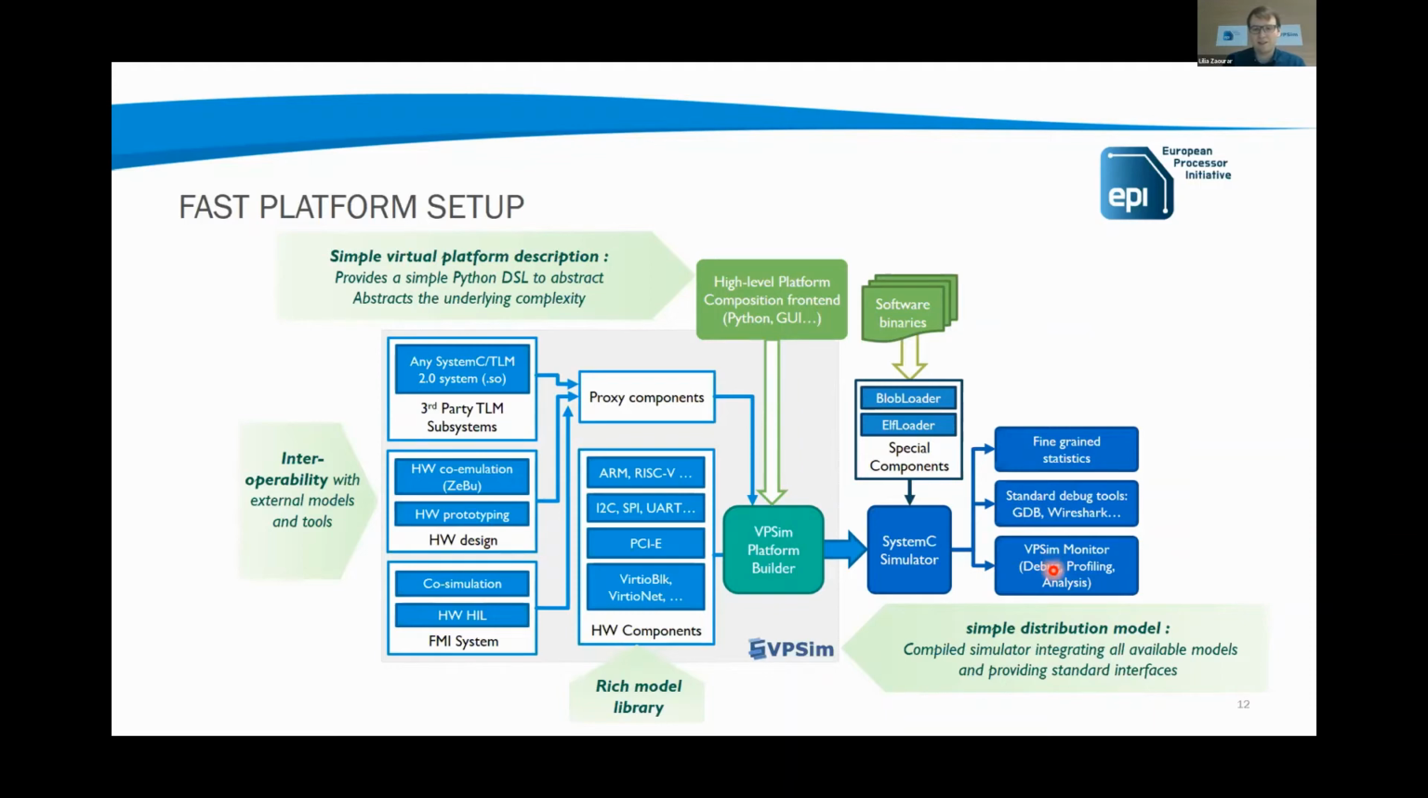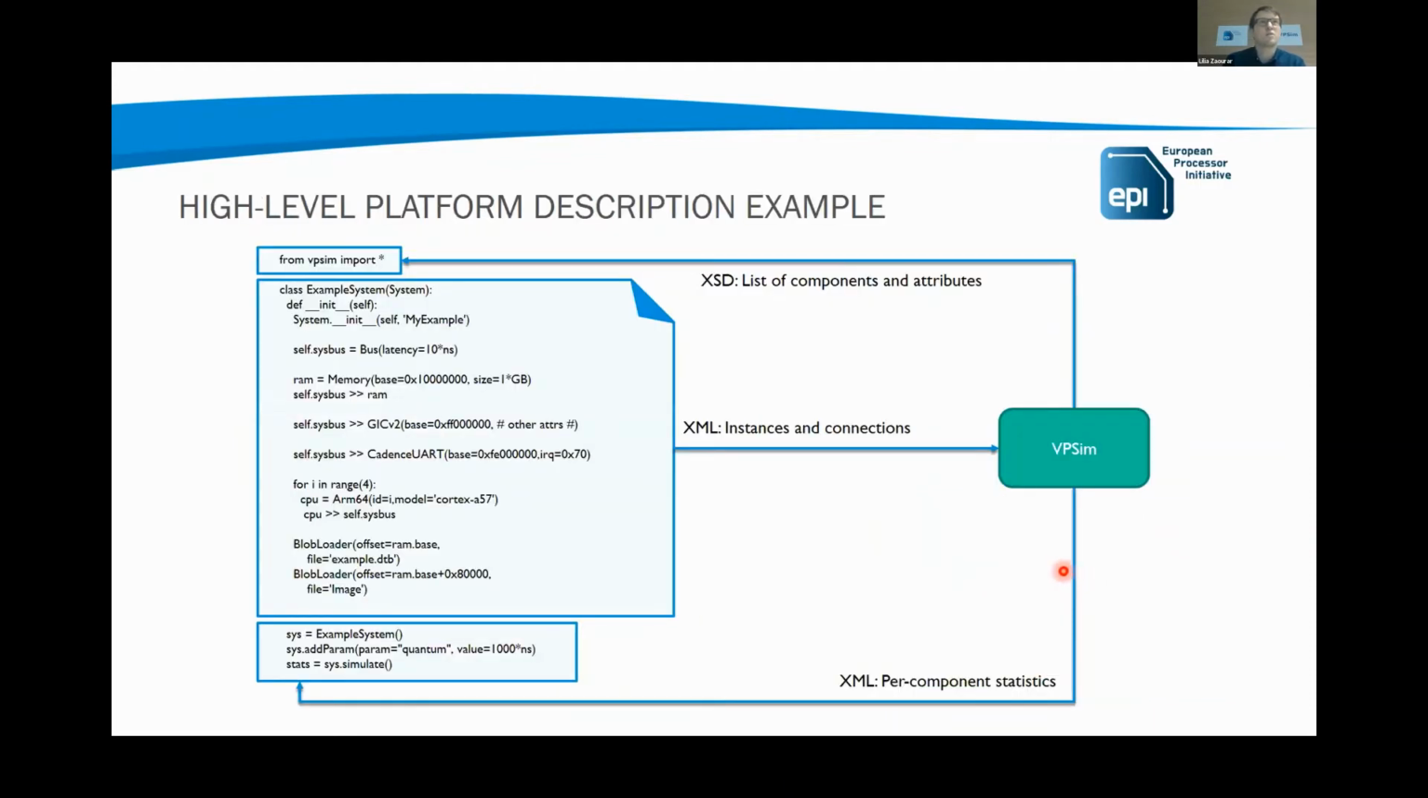So having seen that, we're going to focus on how this does work to set up the platform in VPSim. VPSim, upon startup, is able to describe a list of supported components and their supported attributes so that the user is aware of what can be changed and set up in a platform. This is done in a standard XSD file that describes available parameters, and that is imported by the Python design-specific language to describe more accurately the platform.